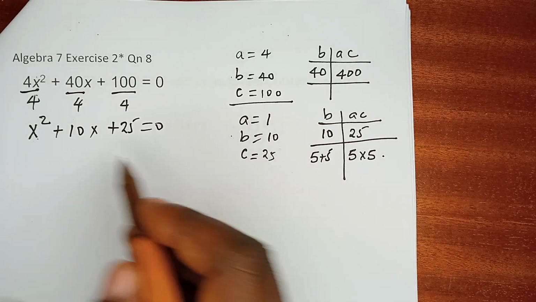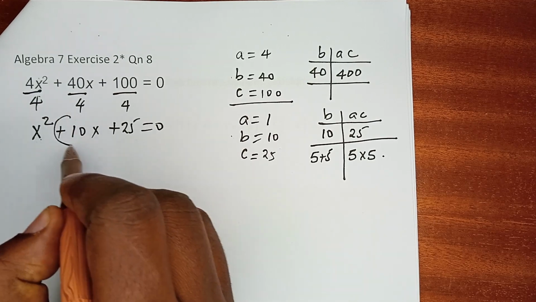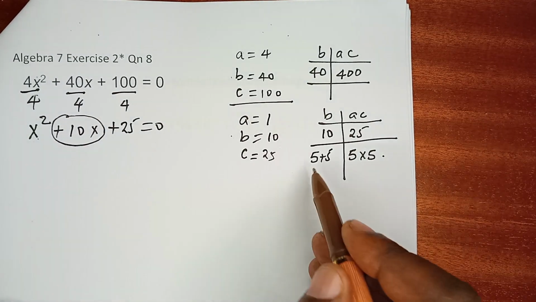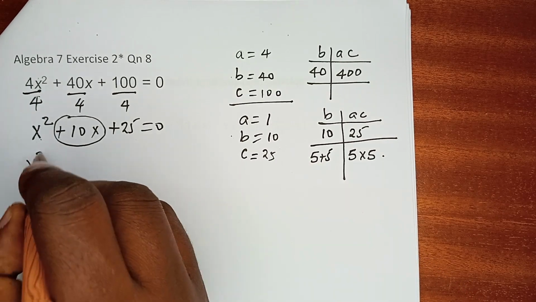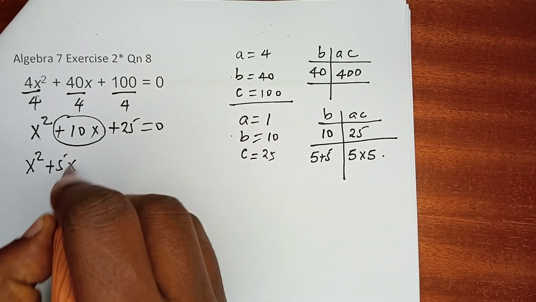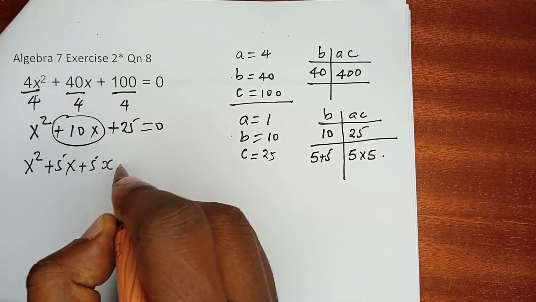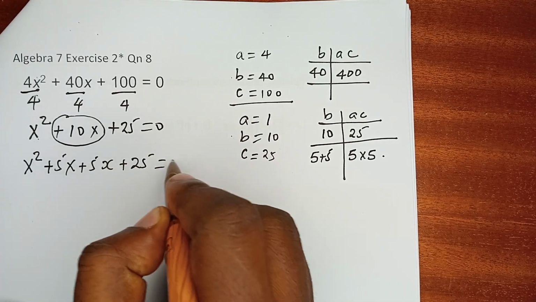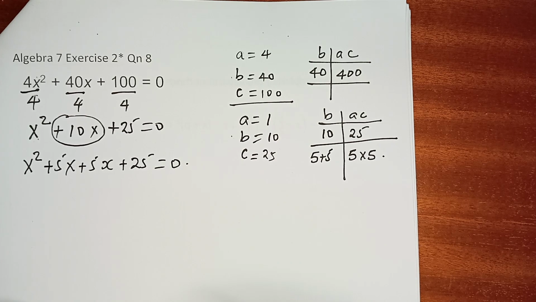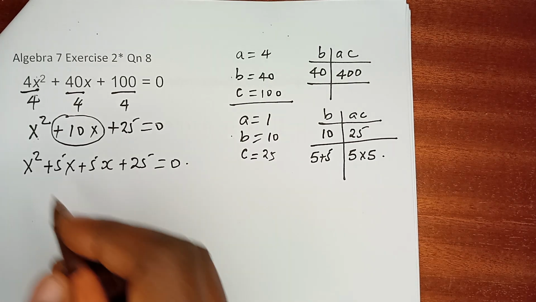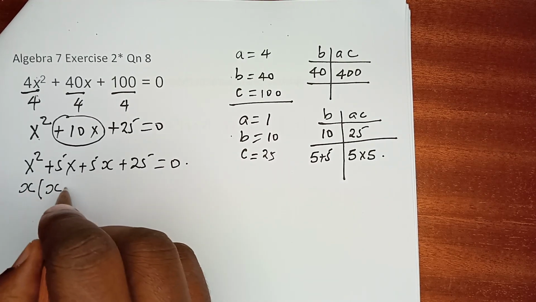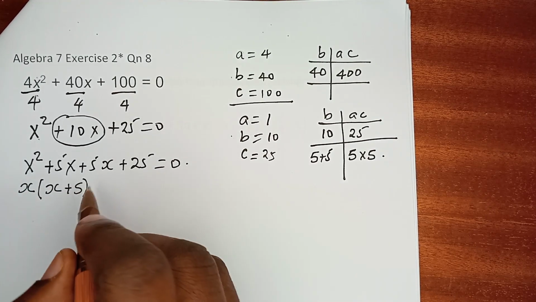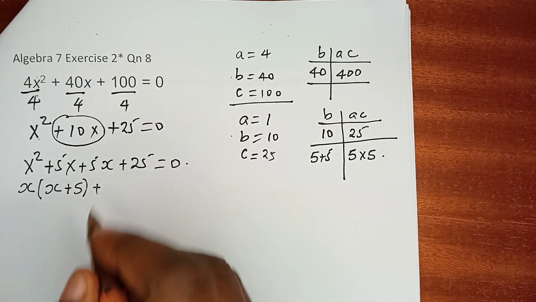Now that we have realized that the factors are 5 and 5, of course we know we break the middle term and substitute it with the factors that we have found. So x squared plus 5x plus 5x plus 25 is equal to 0. What is common in the first two terms? Of course, x is common. We have x in front of the bracket x plus 5, and then this sign comes down here.